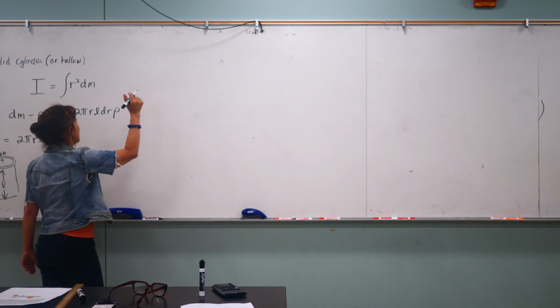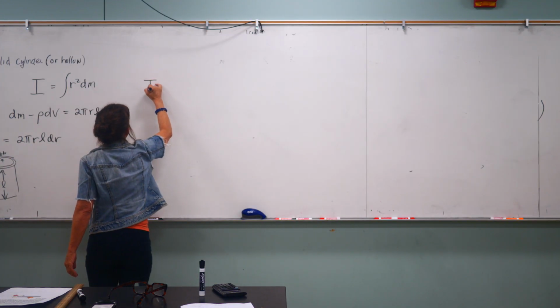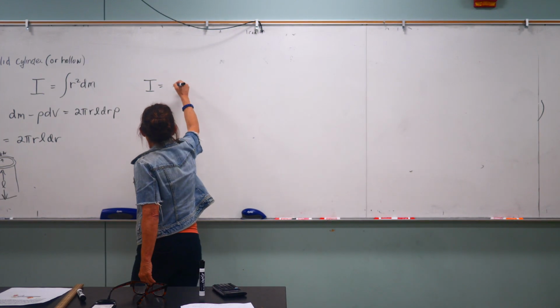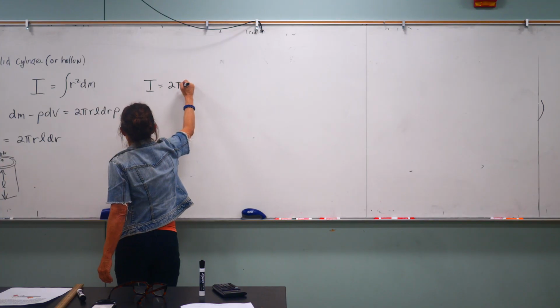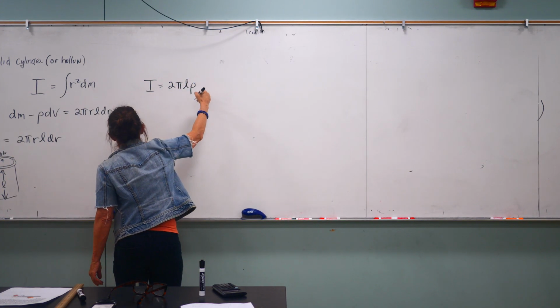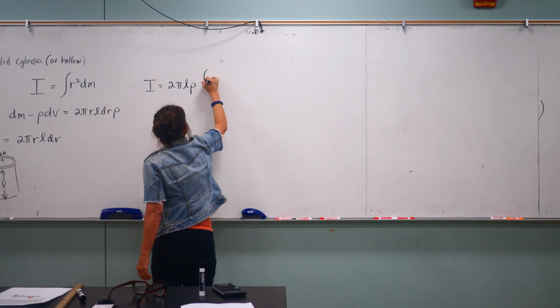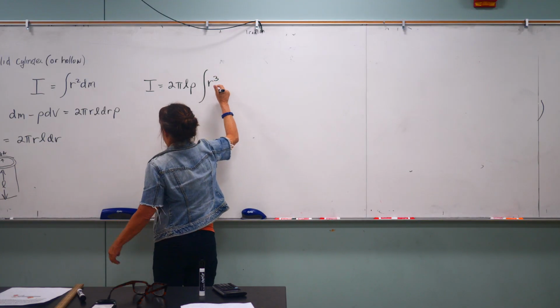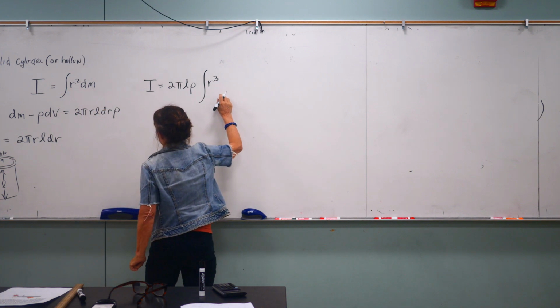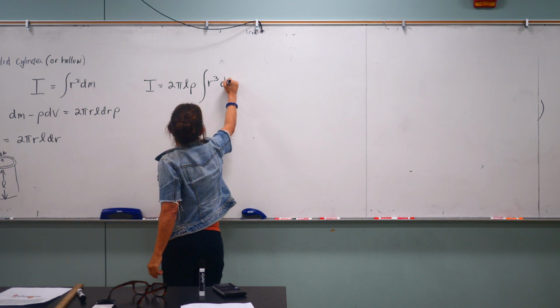So rho dV is going to be equal to 2 pi r L dr times rho. So now my integral is going to look like this. I equals, I'm going to pull out all the constants, 2 pi L rho, the integral of r cubed. Why r cubed? Because I got an r there and I got an r there, so now they're going to be multiplied together, dr.